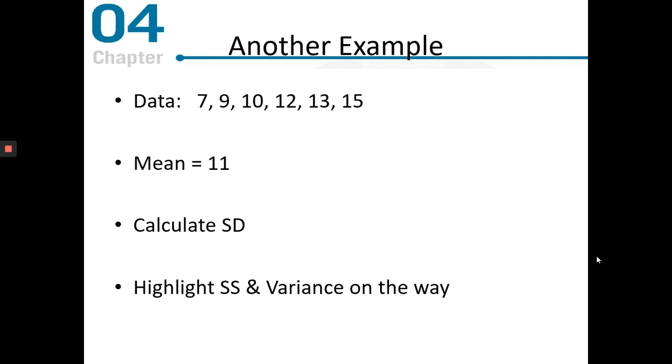And then on the way, because remember, we're going to calculate the sum of squares, and we're going to calculate the variance. So we want to get the standard deviation, but also highlight the numbers for sum of squares and for variance on the way. So pause the video now and solve this on your own, and then I'll do the solution when you're done.